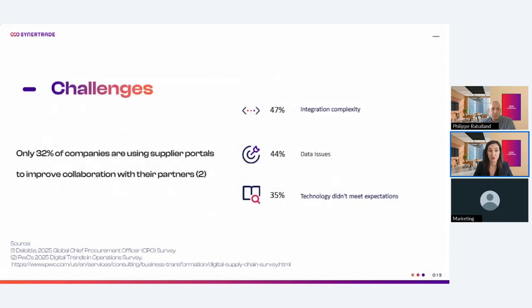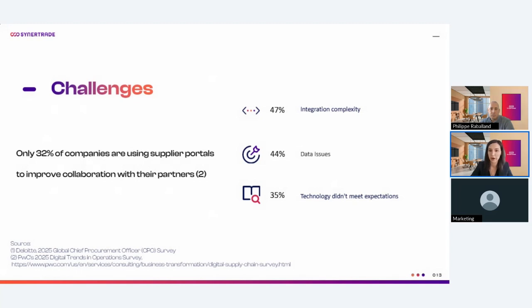So the challenge is, even though these are the top three areas of focus, we can see from research from PwC, again from this year, that only 32% of companies are using supplier portals to improve collaboration with their partners. So that shows that it's not always used in the way where you get to that value and the expected benefits that you would initially have when you implement a supplier portal.